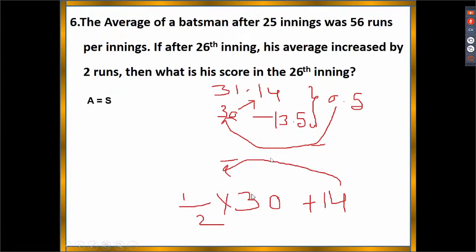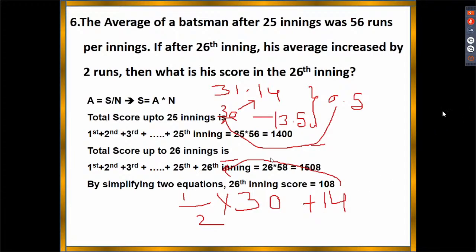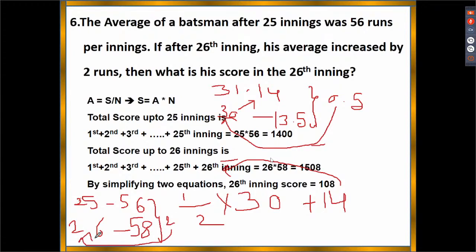What is your answer? 108. How do we get 108? 25 innings, the average is 56. 26 innings, the average is 58. What is the old average? 56. What is the new average? 58. What is the gap? 2. So 2 into 26, 52, plus 56, 108 is the correct answer.